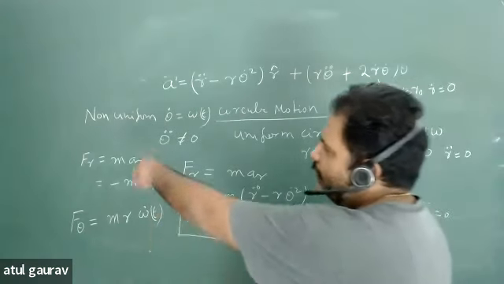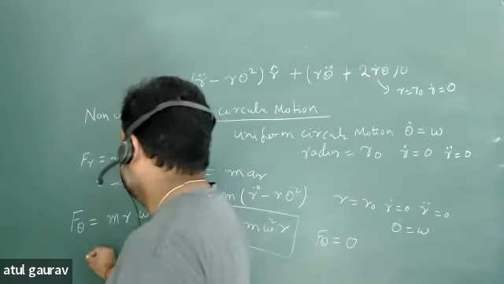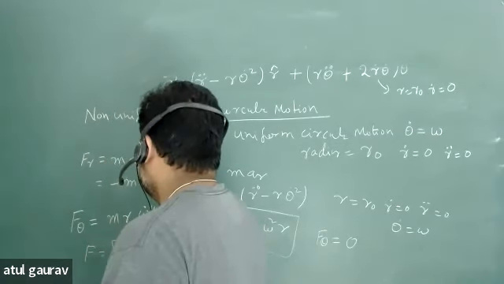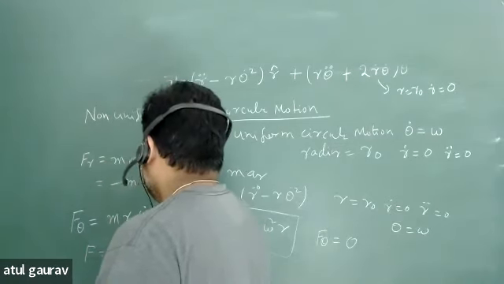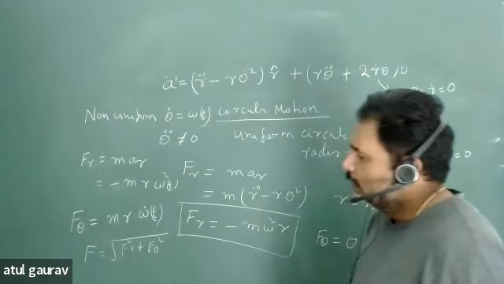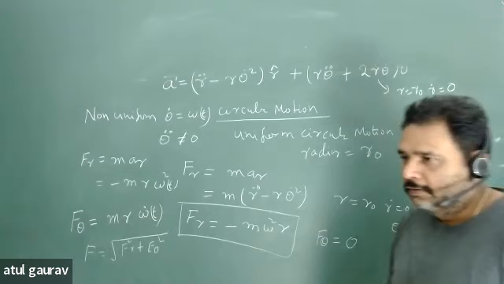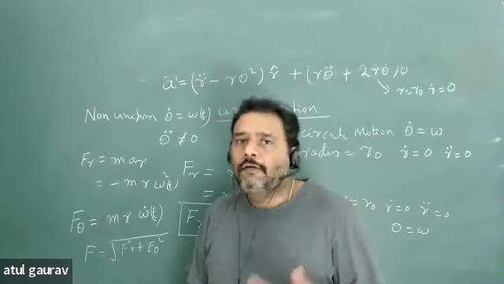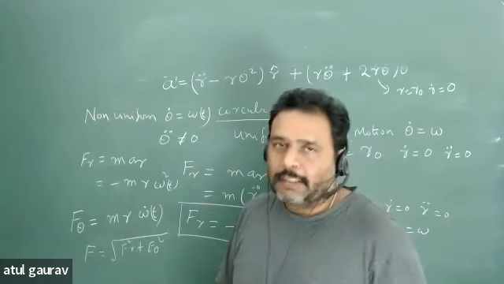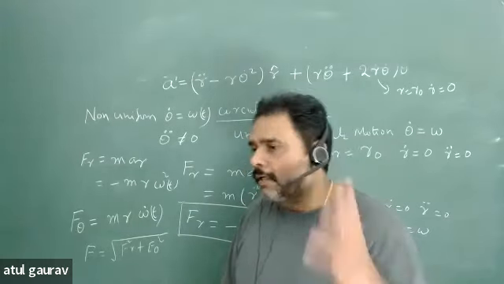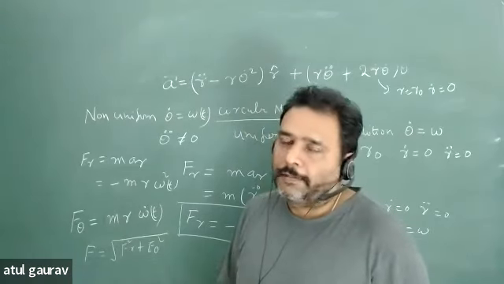And you can have FR and F theta. Your magnitude of force is the square root of FR square plus F theta square. This is your magnitude of force. So you have to be careful: if you are going for circular motion, whether it is uniform circular or non-uniform circular.